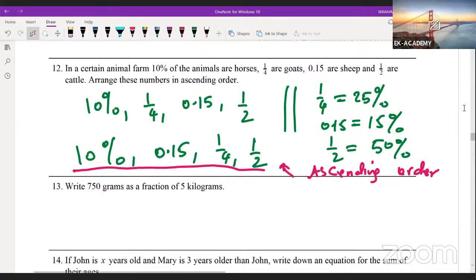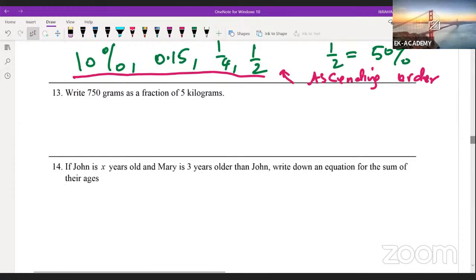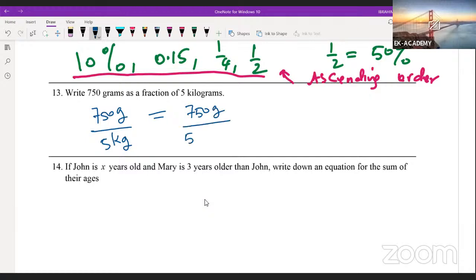Next question, we go to question number 13. Write 750 grams as a fraction of 5 kg. So 750 grams as a fraction of 5 kg, we are going to divide by 5 kg, but you must have uniformity. So 750 grams over 5 times 1000 grams, we know that 1 kg equals 1000 grams. So this is equal to, you simplify, 0 and 0 go. By 5 here it is 1, by 5 there it is 1, 5.